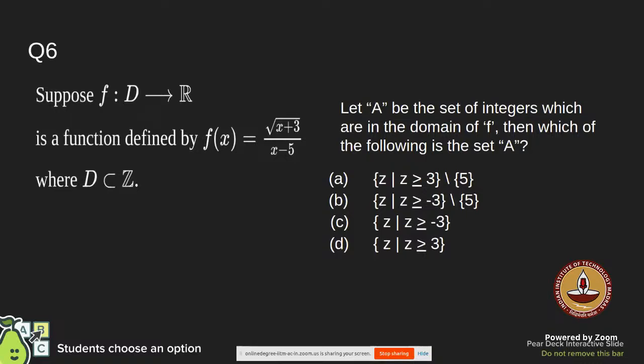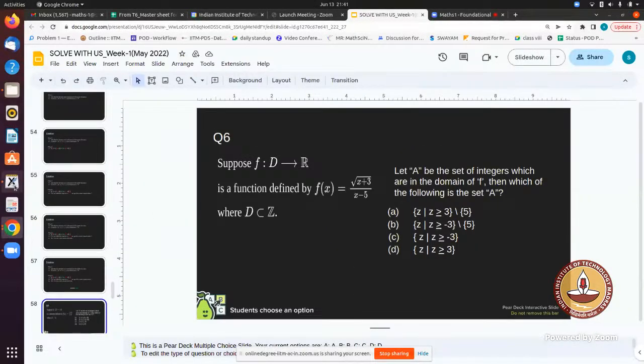So this is what we have to find: the domain of this function, right? What is the domain of this function? All such numbers for which the function is well defined. Now there are two things for this function.